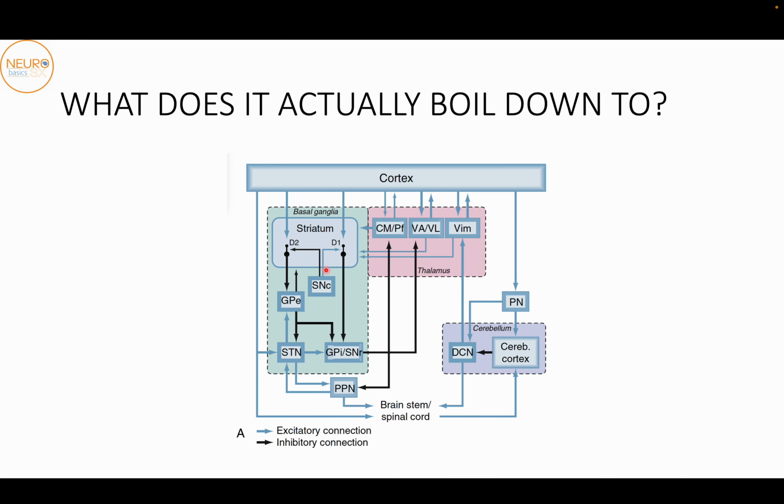So again, what does it actually boil down to? The input structure of the basal ganglia is the striatum. The striatum is what is going to receive the input for the entire basal ganglia here. And the output structure of the basal ganglia is the GPi/SNr.